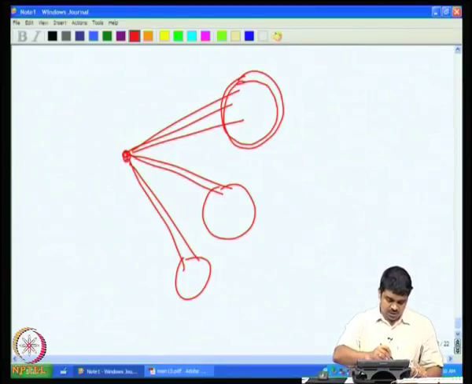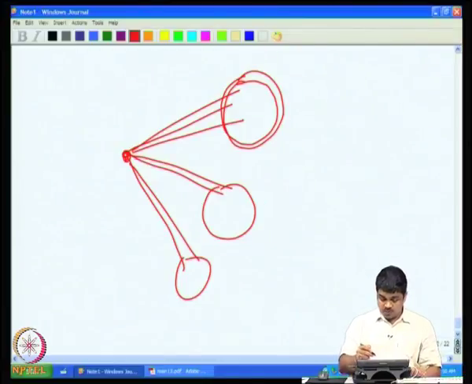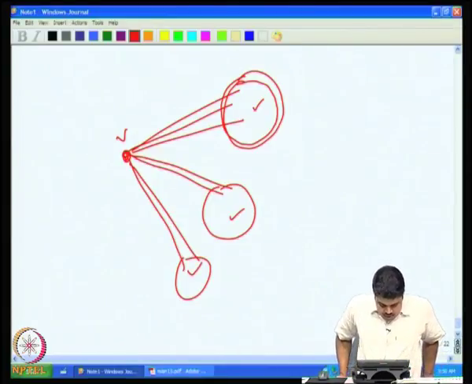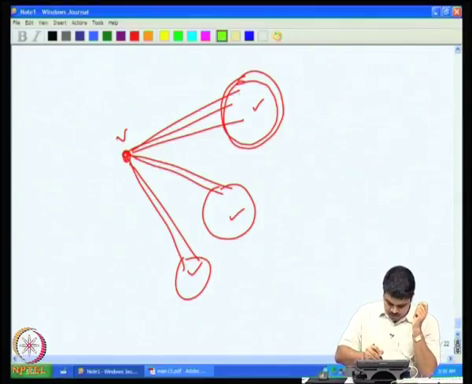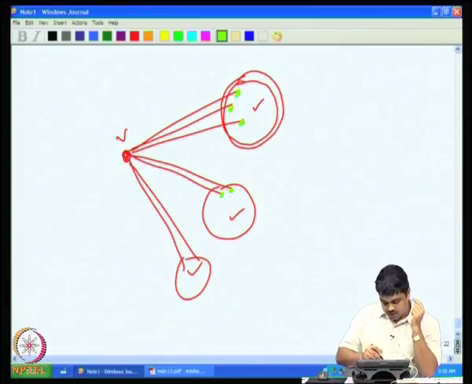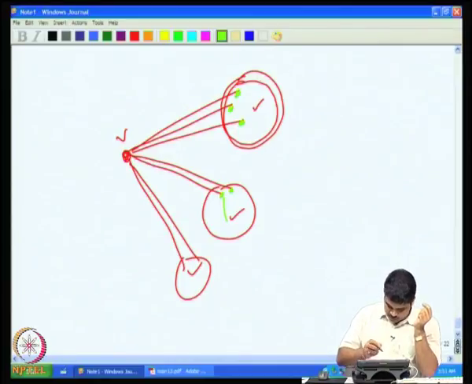It's possible that this vertex V is connecting these parts together. But in that case, what we can do is, because these two are disconnected parts, if at all there is a green color here, I can try to change the color on this part with a green color.